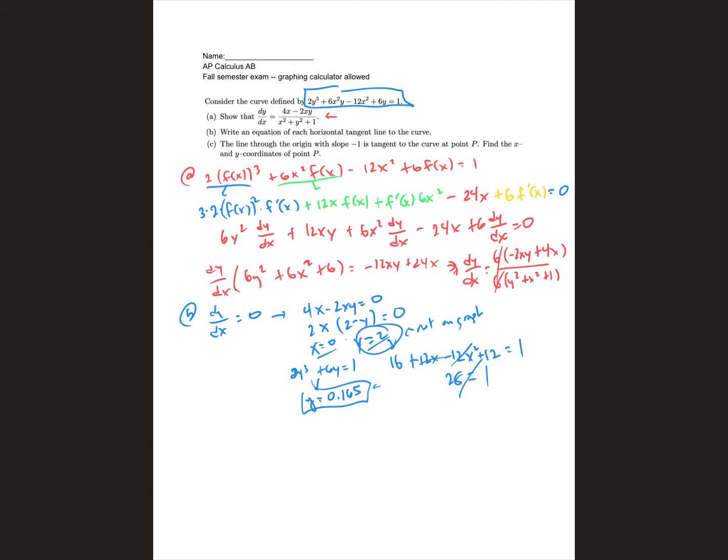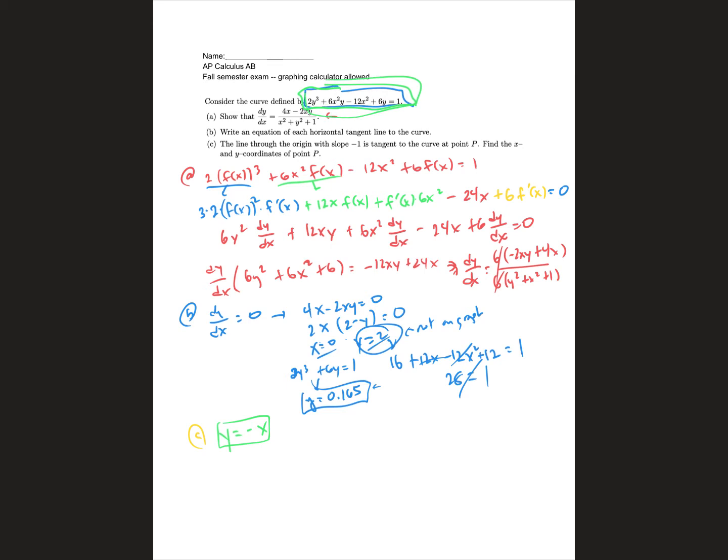Now, part C. In part C, we've got the line through the origin with a slope of negative 1, which of course is the line y equals negative x. And it's tangent to the curve at point P. So that means it actually touches the curve and shares the slope there. Since it's tangent to this graph and shares a point there, that means they intersect, right? So if I do a system of equations with those two, y equals negative x, the line, and the original curve, I should be able to solve for the x or the y value.